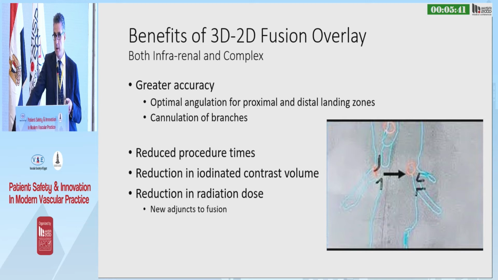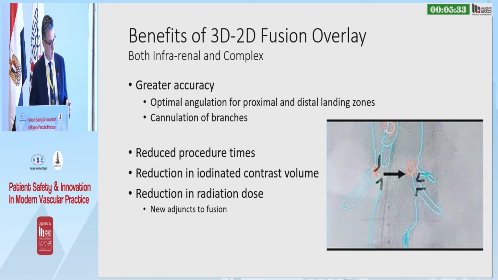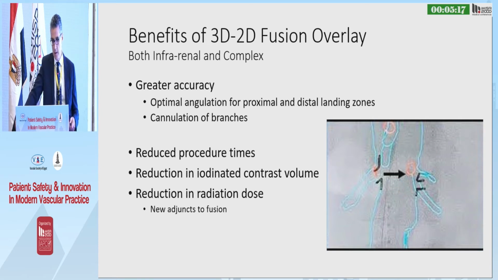But there are actually benefits for both complex and infrarenal deployment because it gives you much greater accuracy. And you can see from this example here, in the old traditional way where we used to do the angiogram and then draw where the renal arteries are on the screen, and then deploy it, you can see that actually we're missing out on quite a significant length of neck. And so, in shorter necks, that could actually compromise the repair in the long term.